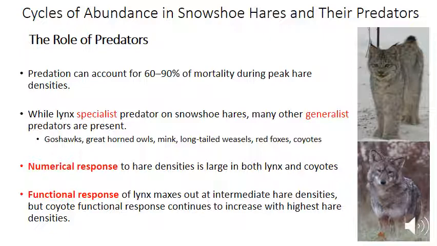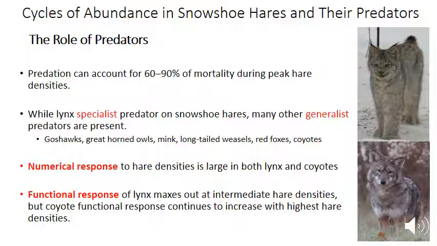But there are also many generalist predators in the area, like goshawks, great horned owls, mink, long-tailed weasels, red foxes and coyotes that feed on the snowshoe hares, but that also feed on lots of other animals in the area as well. And those predators might have just as big an effect on the population dynamics of snowshoe hares as the lynx do.